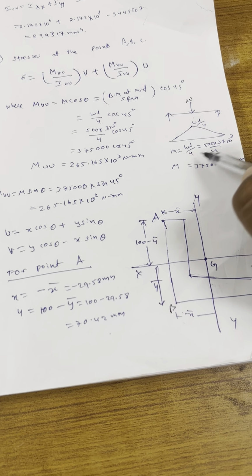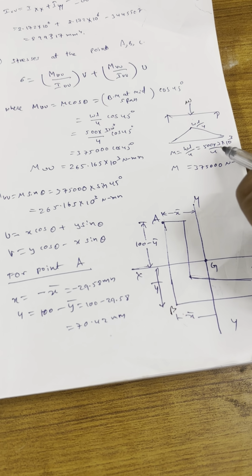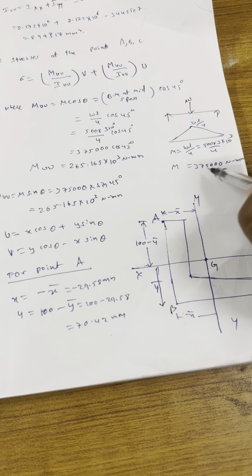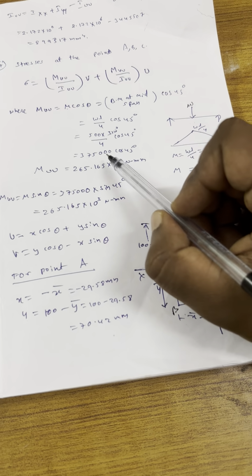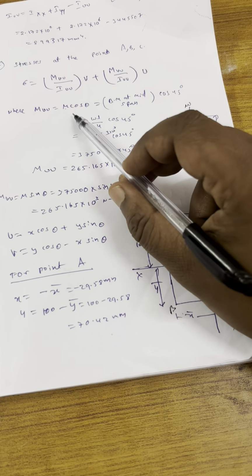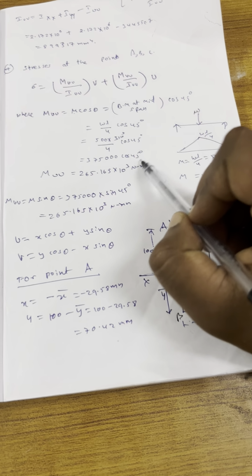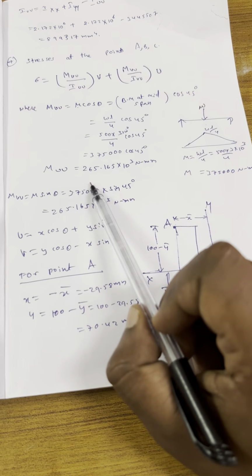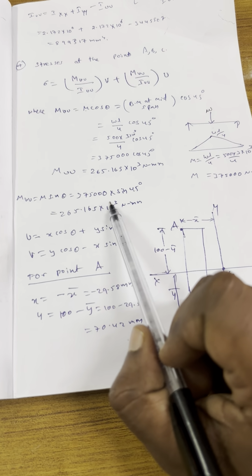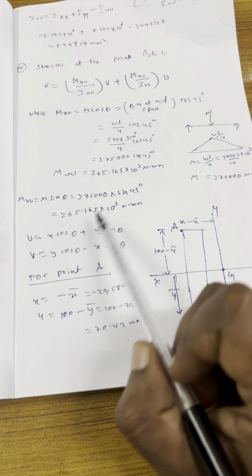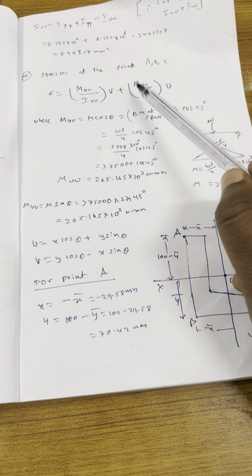Okay. So what is W here? 500 into L, which is 3 into 10 cube mm, divided by 4. So 375,000 Newton mm. That is your M value. So MUU equals M cos 45 degrees, equal to this value. MVV is M sin theta. So 375,000 sin 45 is this one. So MUU is over, MVV is over.